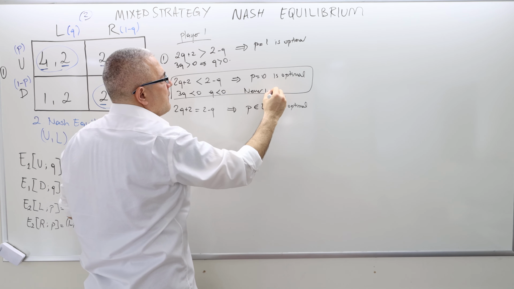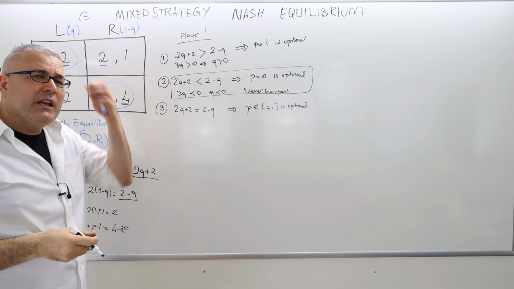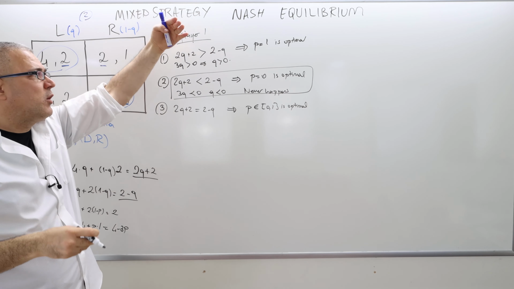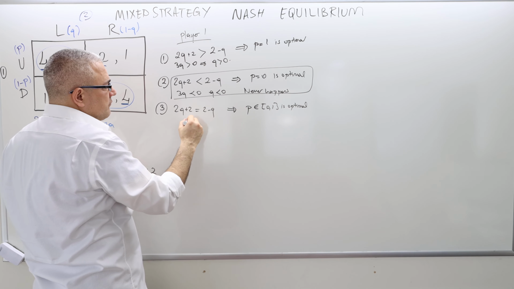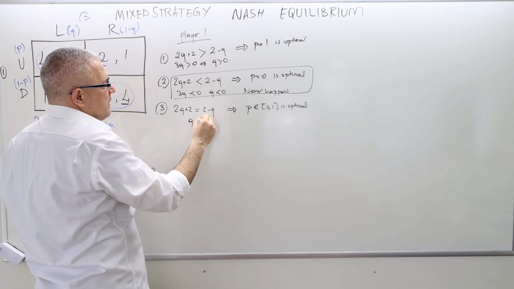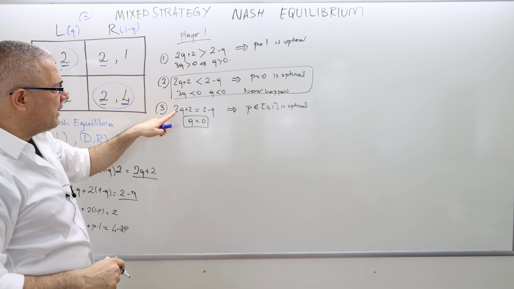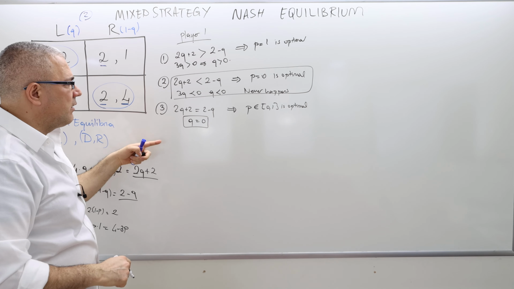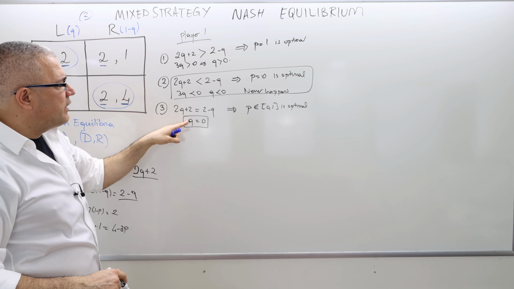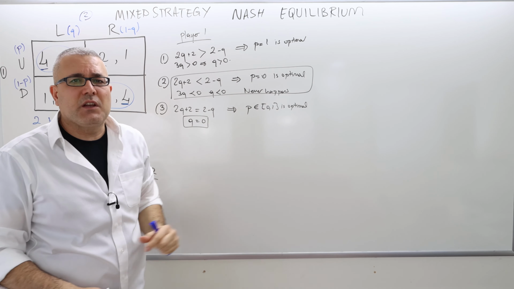Why is that? Well, Q and P are probabilities. They are at least 0, at most 1. What about the equality case? Well, this is equal to 0. When Q is exactly equal to 0, 3Q equals 0, and hence Q equals 0. Whenever Q is equal to 0, these two payoffs are the same, and hence any P is optimal.